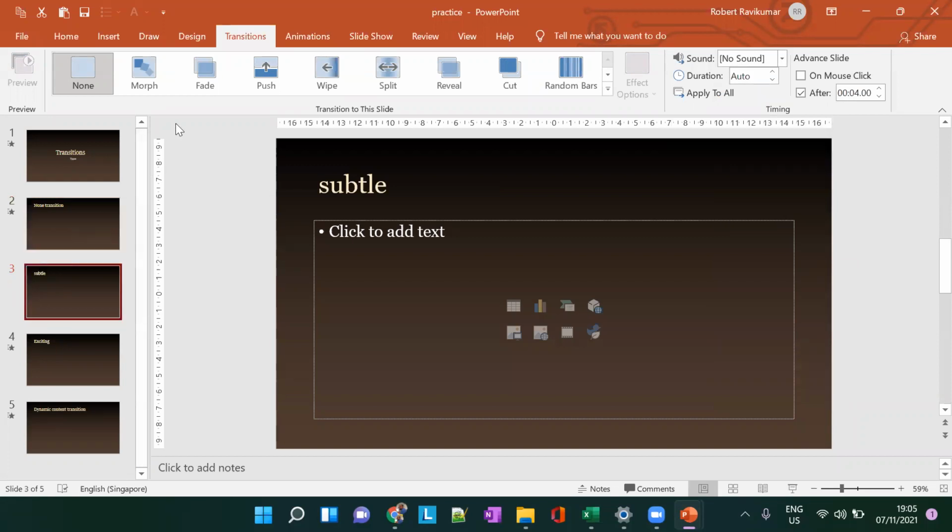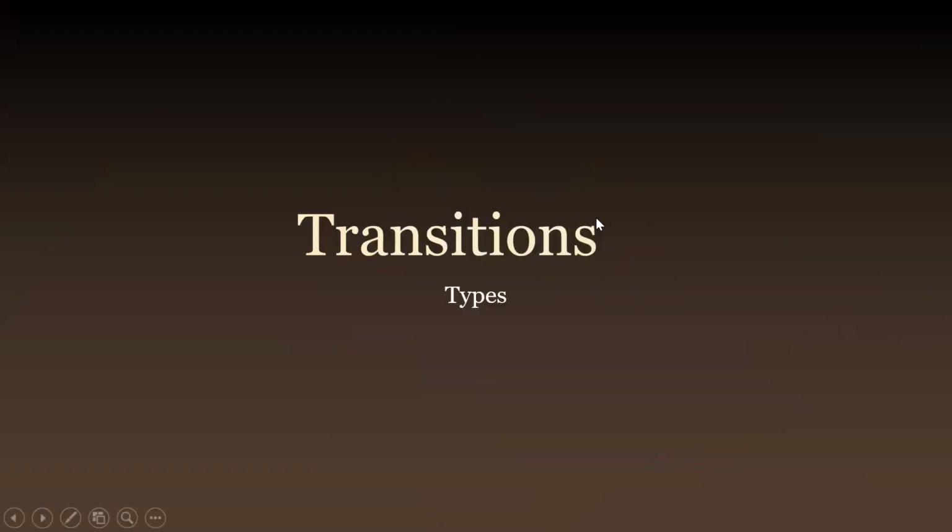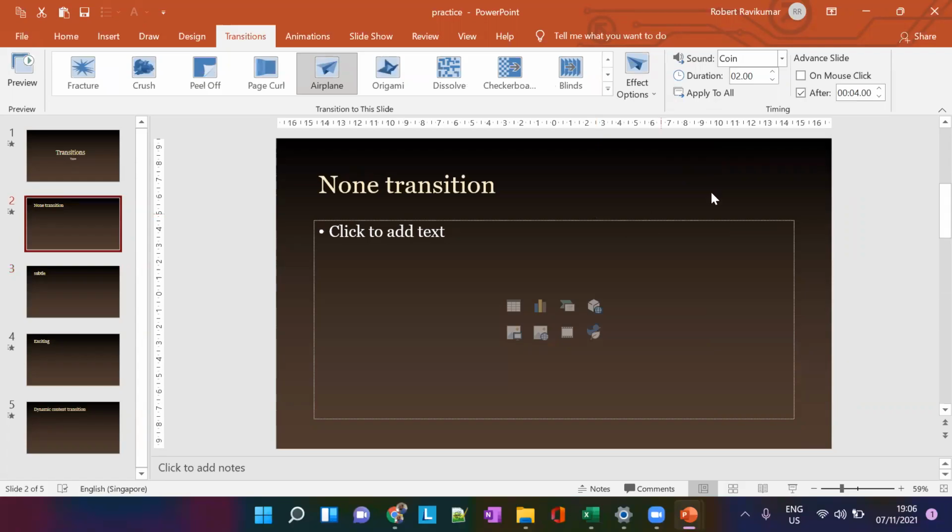So now you know how to remove a transition, how to apply a transition, how to apply a sound, how to control the duration of the transition, and how to advance slides, how to move from one slide to another, based on mouse clicks or based on timing automatically. So I'm going to remove the after effect and click mouse click. Now I've removed that automatic setting here. So now it doesn't happen after every 4 seconds. 1, 2, 3, 4. It doesn't happen.